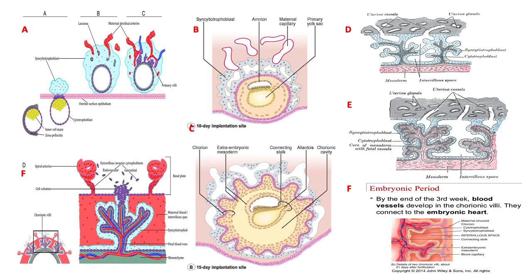As well, if you look at the diagram F on the left hand side, you can actually see that these purple cells here are cytotrophoblast.